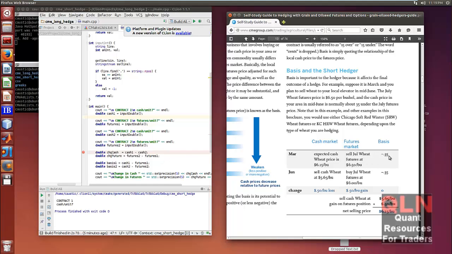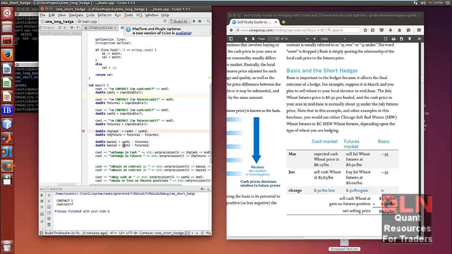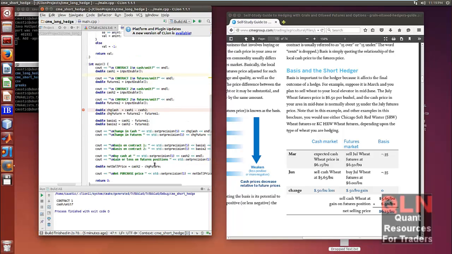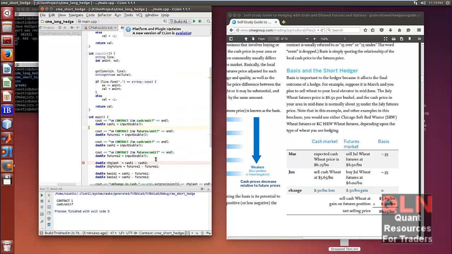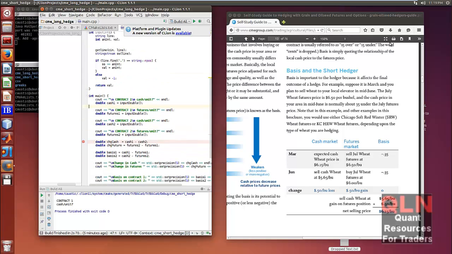So essentially with the basis, you can see there's just a difference between these two, and then we have a change in the cash market and a change in the futures market. From there, we can do a sell on this price, plus or minus for the net gain, and that'll give us our net selling price. It's so basic and easy. So that's really all I'm doing in this example. And I'm going to show you some examples to run, nothing earth shattering, as I said. Okay, so let's do our first example here.